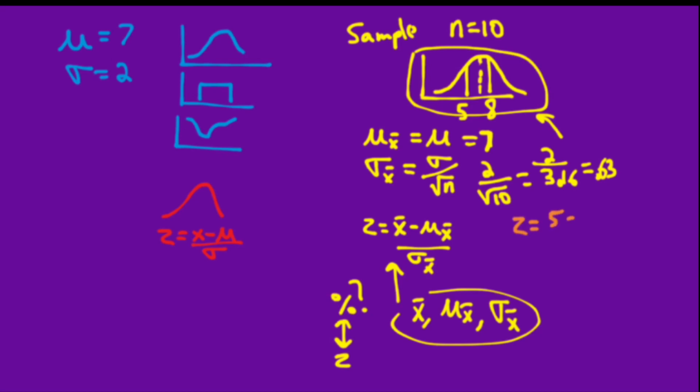Well, 5 minus 7 over, we'll call this 0.63, is going to give us -2 over 0.63. And let's just let Google tell us what that is. And we get -3.17. Okay, so again, I haven't drawn this very well to scale, but we get a z-score of beyond -3.1.